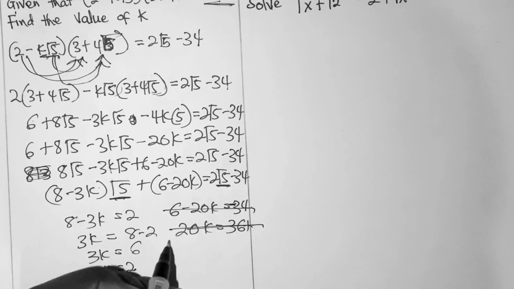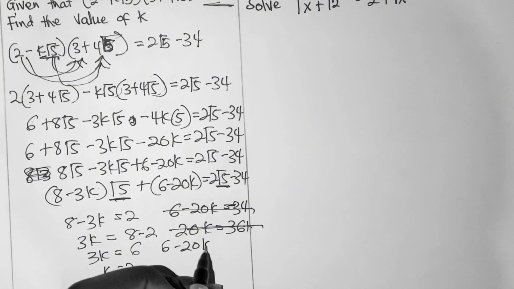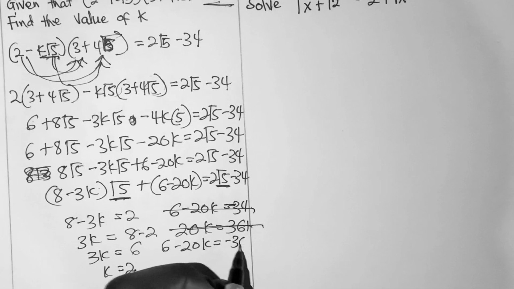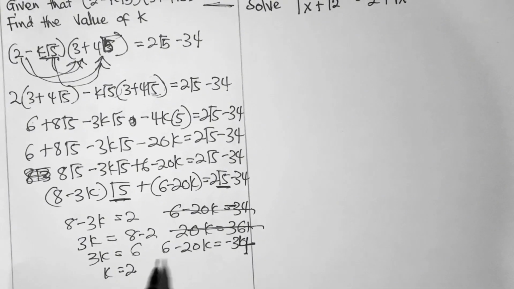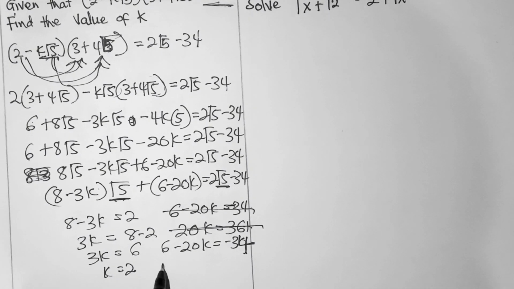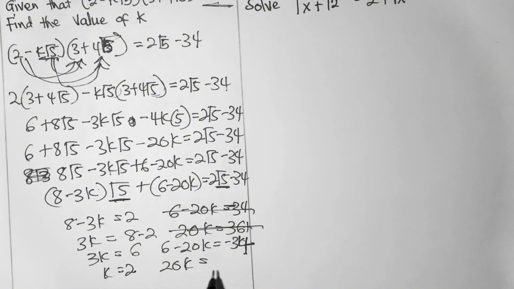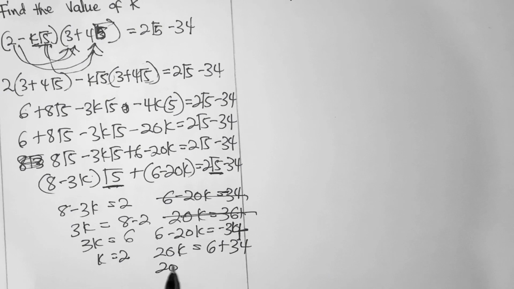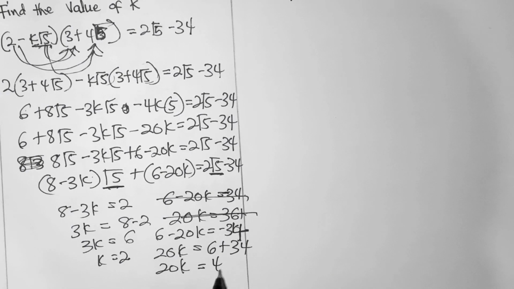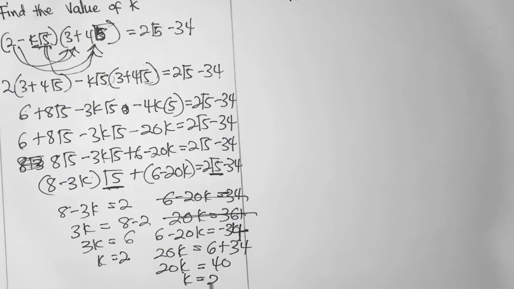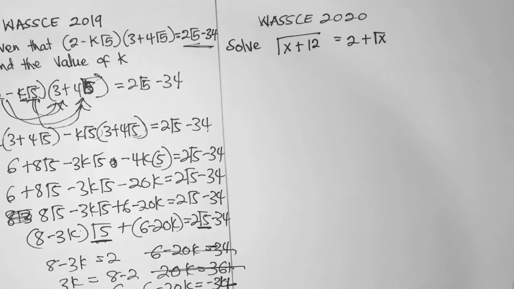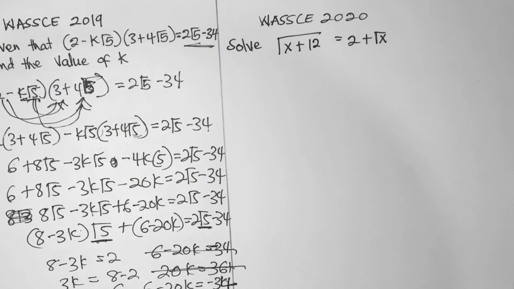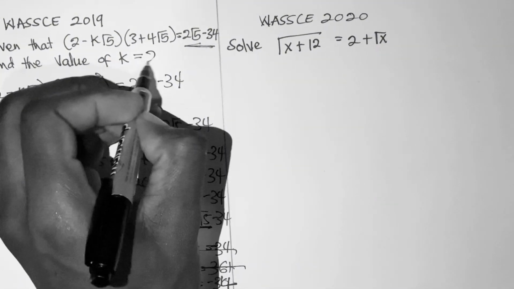So we have 6 minus 20k equals minus 34. So let's make k the subject. So 20k is equal to 6 plus 34. Therefore, 20k is equal to 40. Therefore, k is also equal to 2. So irrespective of which of the two you take, you still get k equals 2. And therefore, the value of k is 2.